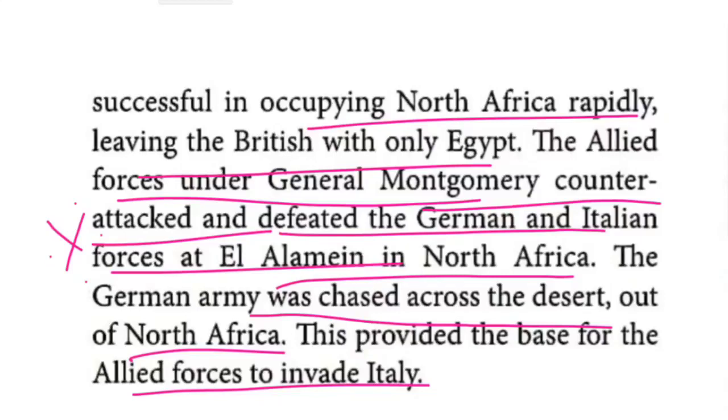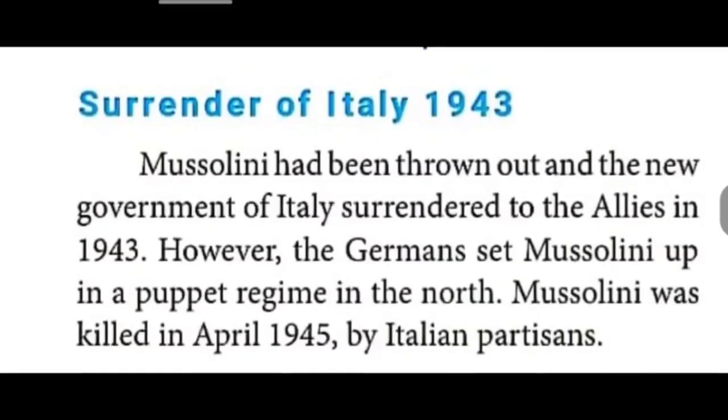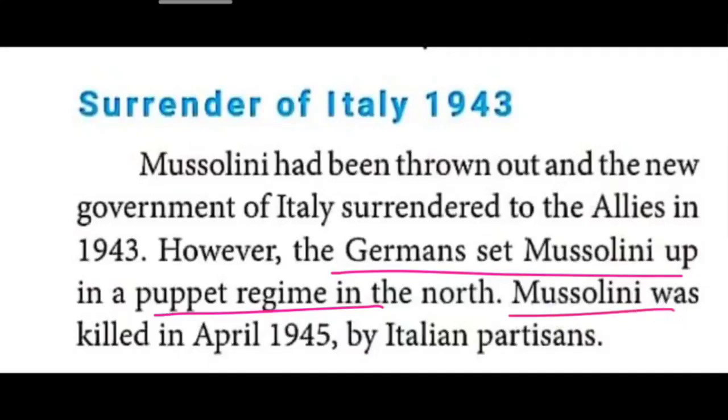Okay, children, the next para is the surrender of Italy. Under this, what is given is that Mussolini was defeated. Mussolini totally surrendered. Even so, Hitler of Germany set up a puppet regime in the north, with Mussolini as the leader. Mussolini was killed in the year 1945 by Italian partisans. Partisans means armed people, an armed group. So Mussolini was killed by Italian partisans.